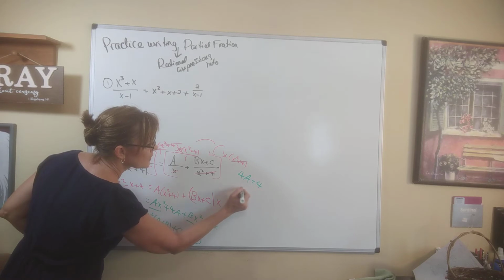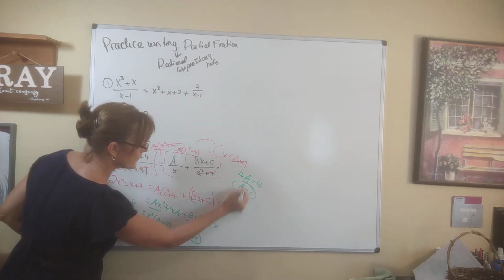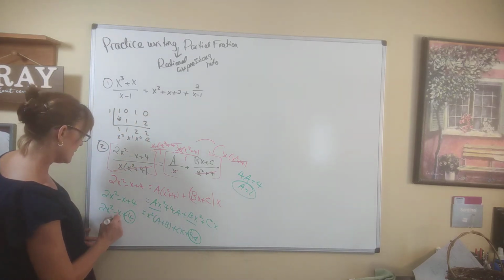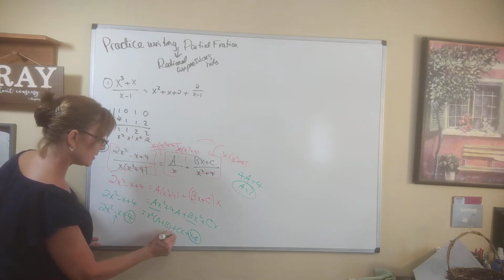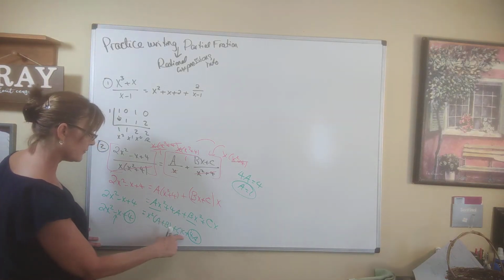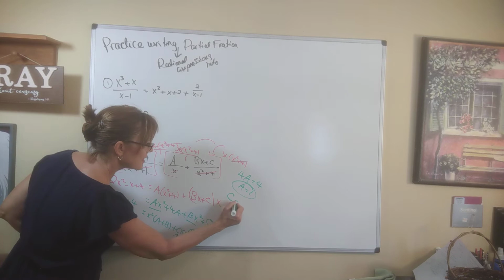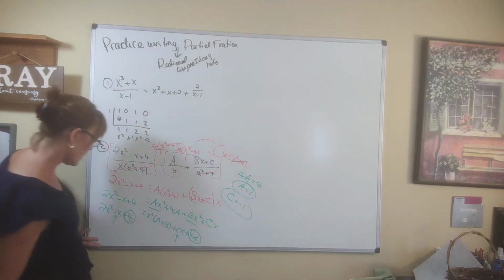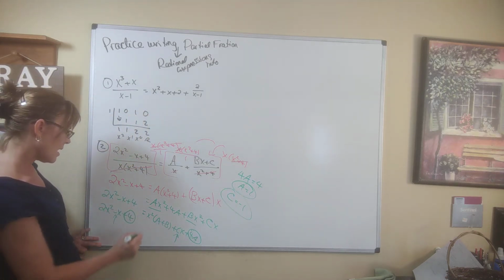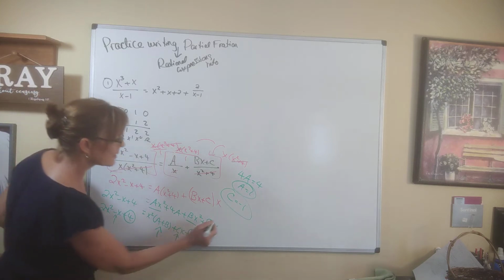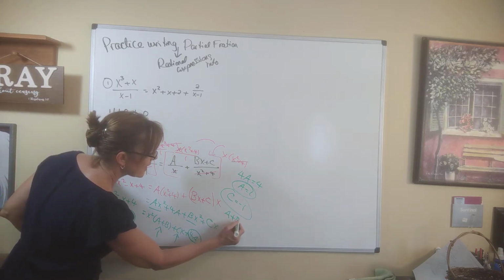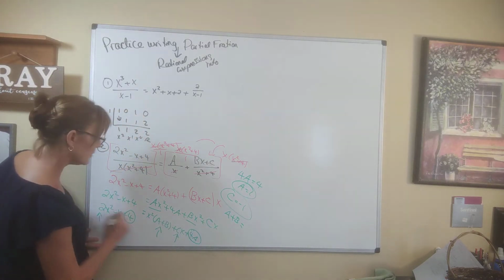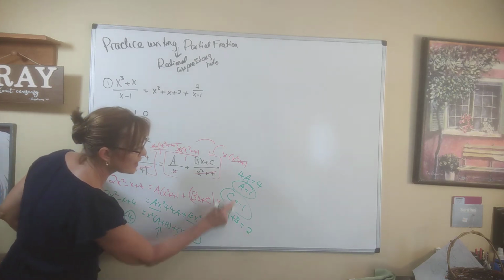4a is 4. Solve for a. A is 1. Okay. The coefficient in front of the x is -1, and the coefficient in front of the x is c. C is -1. I didn't even have to solve anything there. A plus b, that coefficient is equal to 2. But I know that a is 1.